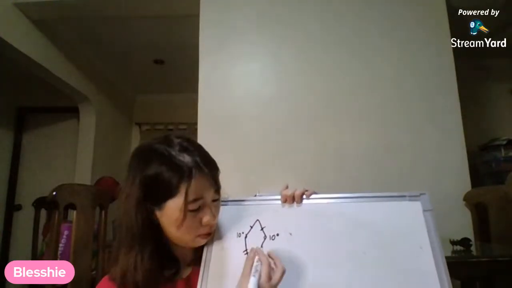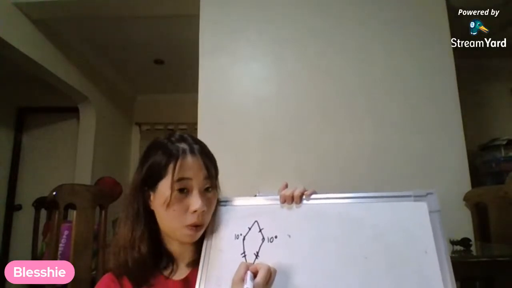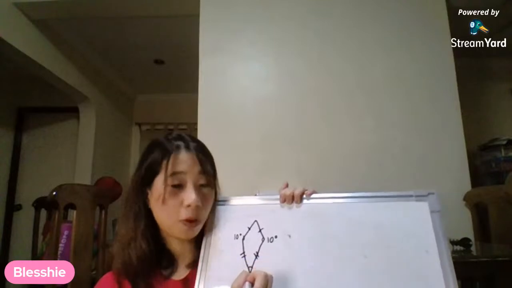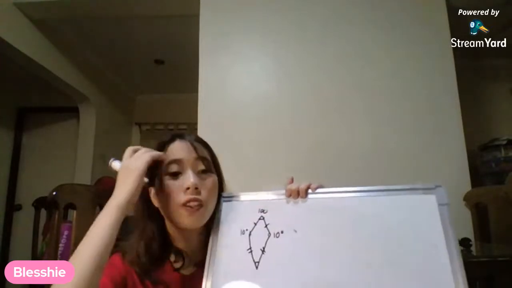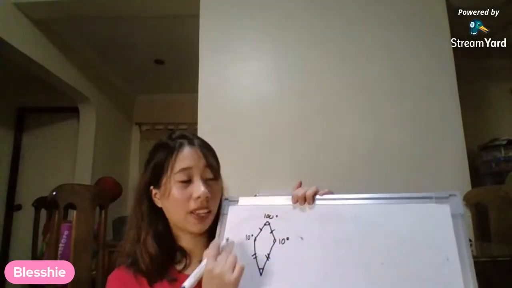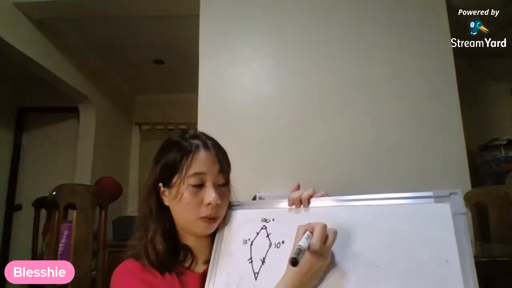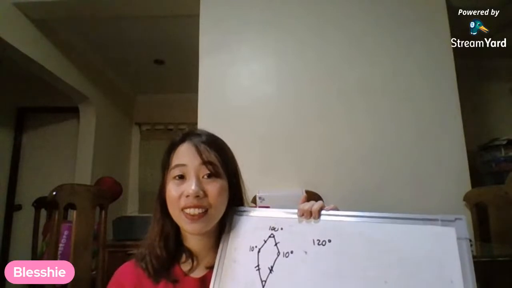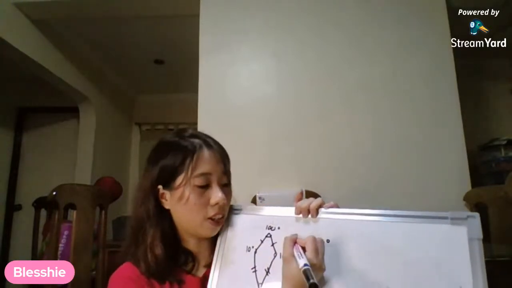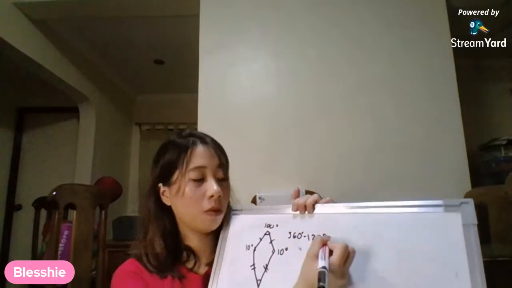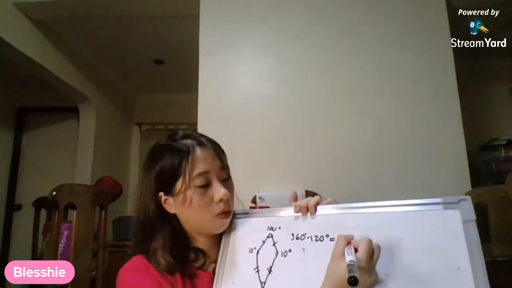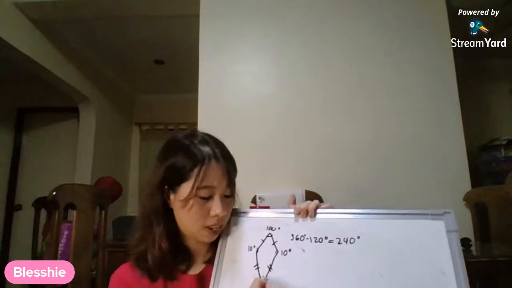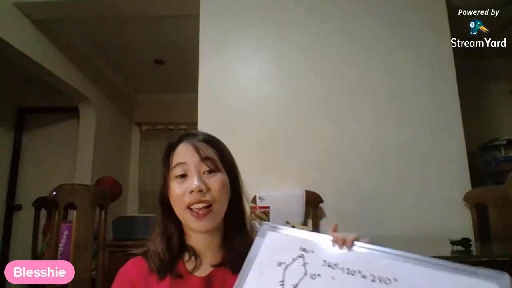And then, what if, kunyari, itong isa ay nawawala. So, kung ito yung pinapahanap, tapos given to, tapos given din to, kunyari ito ay 100. So, you have 100 degrees plus 10 plus 10. So, that's 120 degrees. Ang total lagi ng isang quadrilateral is 360. So, you just have to subtract. So, 360 minus 120 is 240 degrees. Ibig sabihin, yung sukat ng angle sa baba ay 240 degrees.